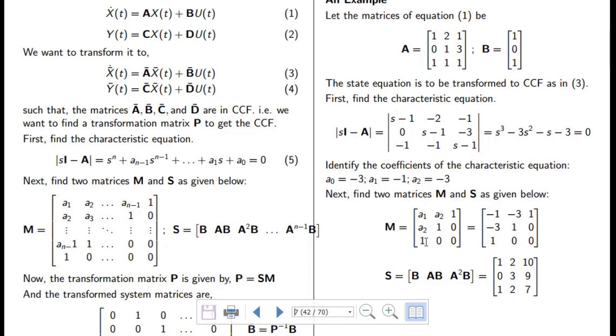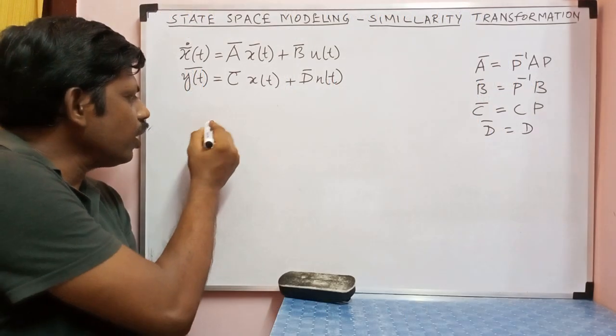So in each row you have to eliminate the first term. Okay, when you go for the next row, likewise it is easy to form this matrix M. Now you have to form this matrix S. Let us see how this matrix S can be formed.